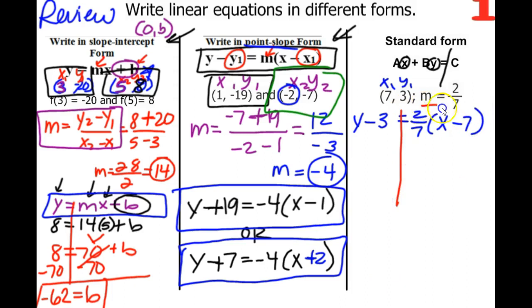I'm going to solve this to get rid of these parentheses. 2/7 times x is just 2/7 x. 2/7 times negative 7, if you're not sure, write it out. 2 times 7 is negative 14. 7 times 1 is 7. So negative 14 divided by 7 is just a negative 2.